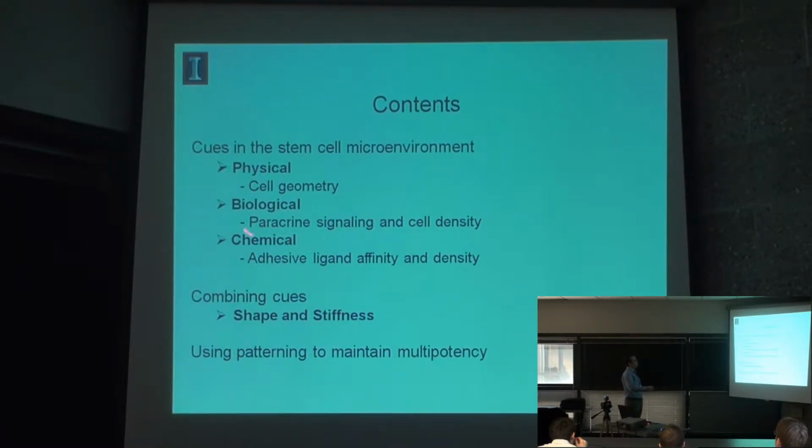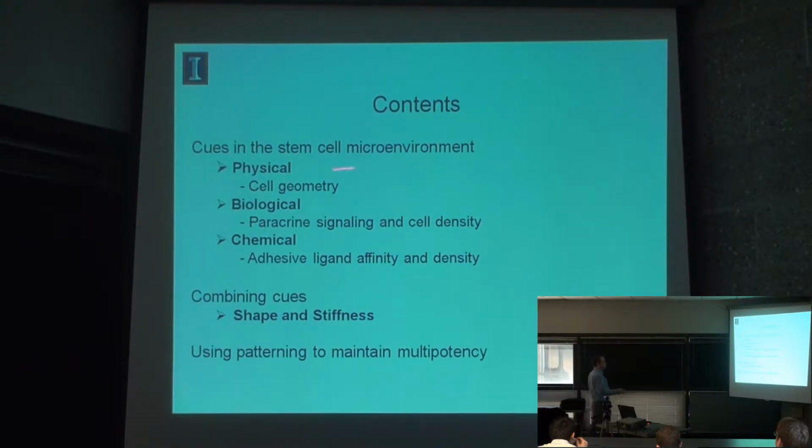I'm going to talk about some of this work because I think it builds a nice cohesive picture of how we can use these material science-based platforms to study cells and cell signaling. And so we're going to explore the cues in the microenvironment. I'm going to tell you a little bit about geometry, how the geometry of single cells can influence the cytoskeleton, which can then influence gene expression.